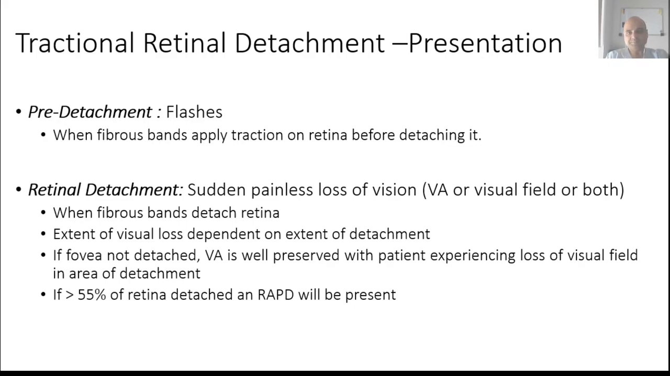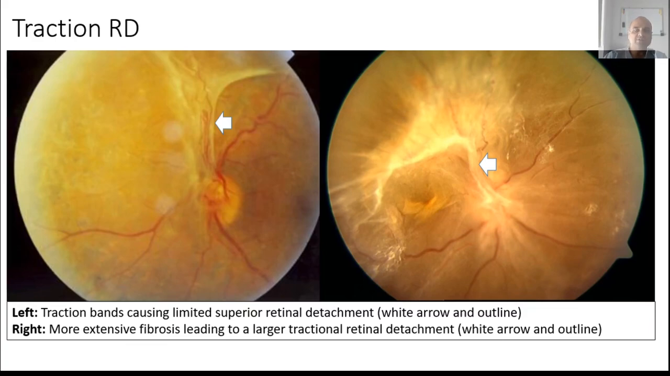And the RAPD will again only be seen if more than 55% of the retina is detached. And again, we have talked about why that is. And if the fovea is not detached, obviously the visual acuity is going to be well preserved. If the fovea is detached together with the other area of the retina, the visual acuity together with the visual field would be affected.